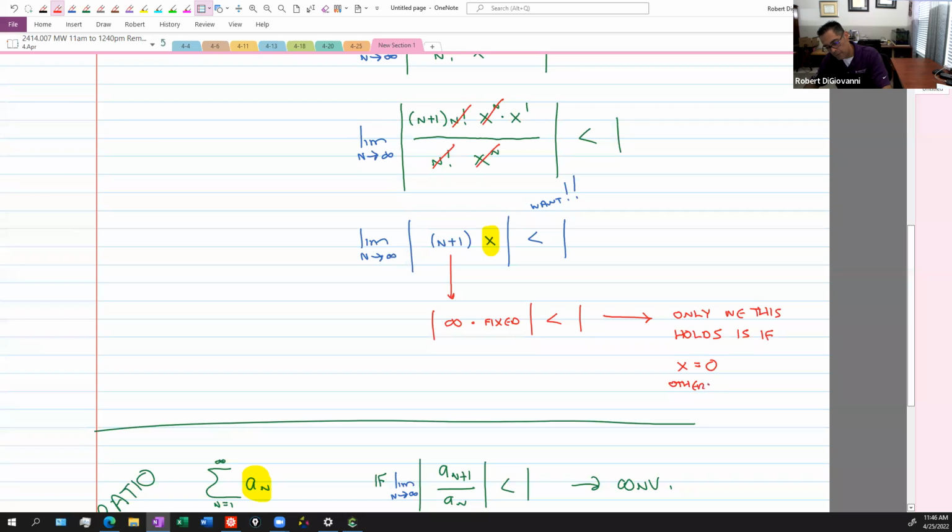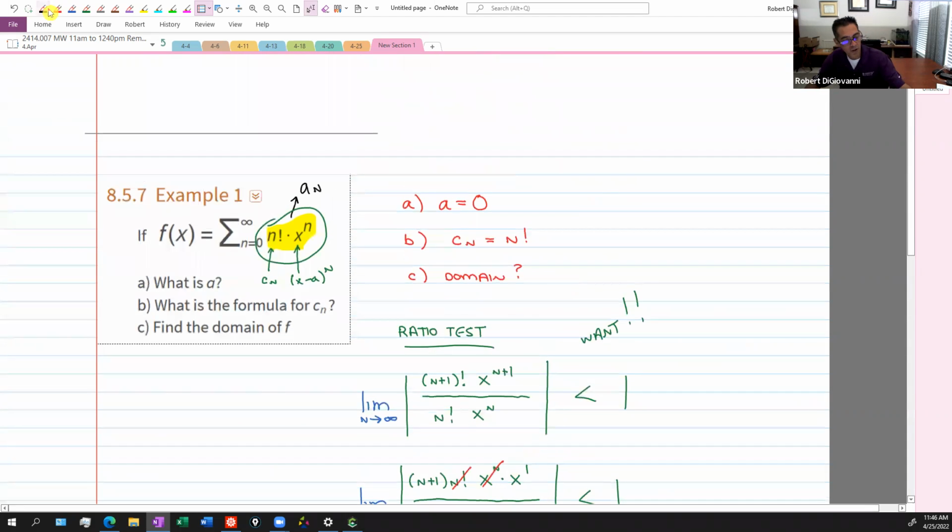Otherwise, it's bigger than 1, right? Which means there's only one place it converges. Therefore, the domain of this function is a single number. That's it.